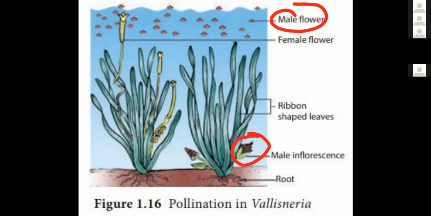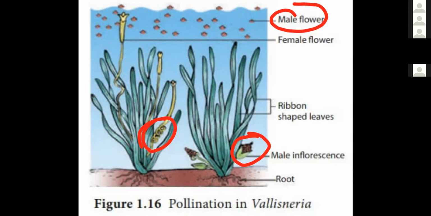What's the speciality of a female flower in Vallisneria? Having a very long stalk. Long and coiled stalk, as you can see here. What happens to the stalk at the time of stigma receptivity? It uncoils, becomes straight and brings the female flower to the water surface.